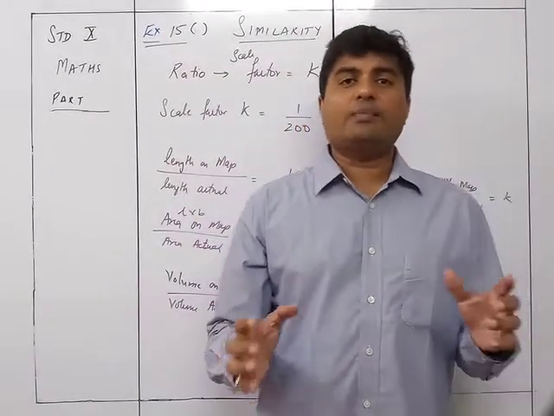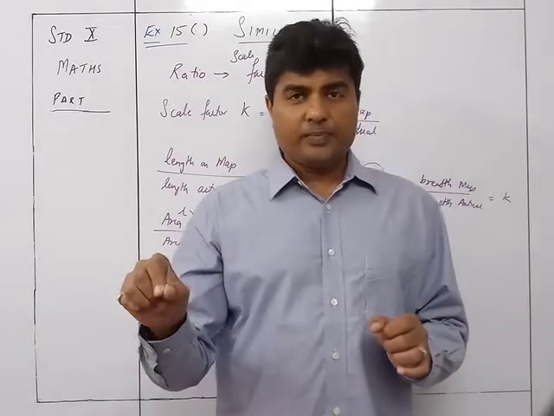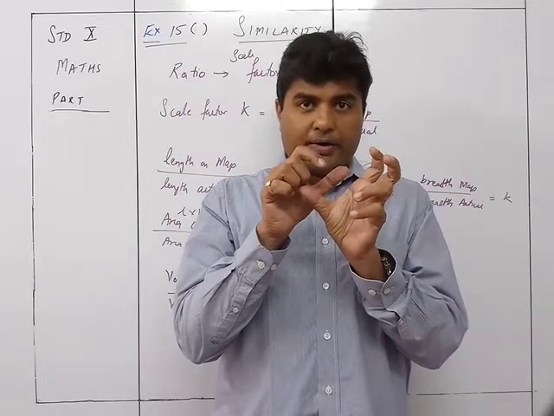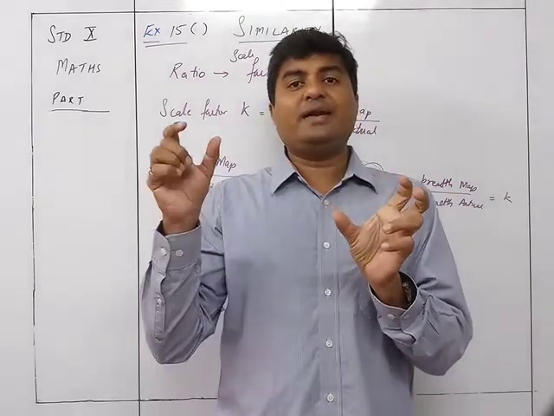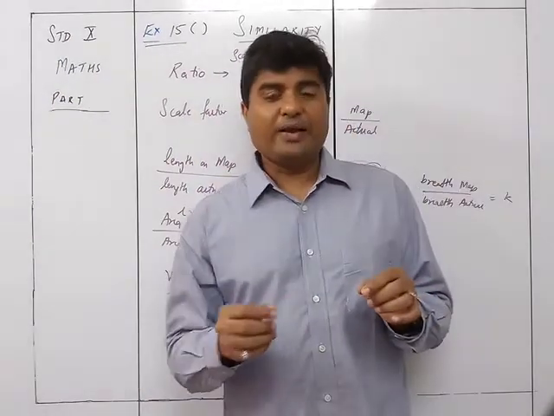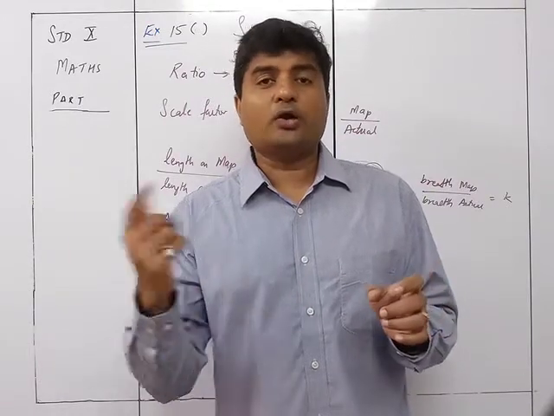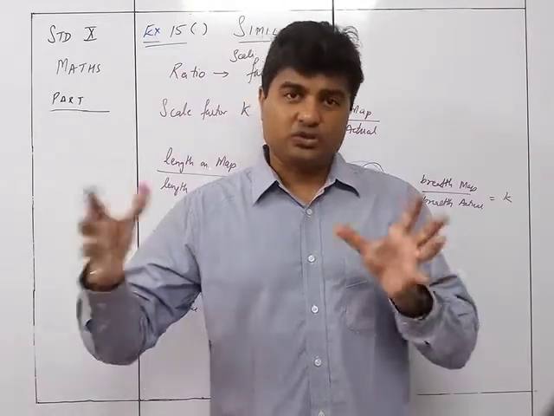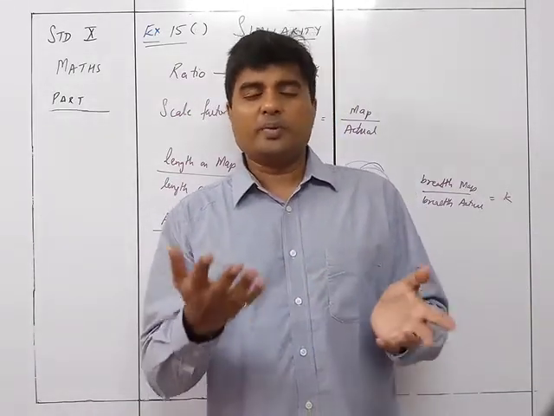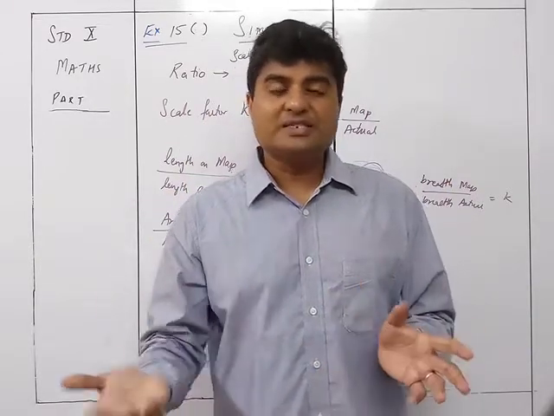Like for example, if I take a model of a car and in the model it is written 1:300, what does that mean? 1 centimeter on that particular model is equal to 300 centimeters on the actual car. Got it? So if I measure that the bonnet is 10 centimeters in my model, then the bonnet in the actual car is 300 into 10, so it will be 3000 centimeters.